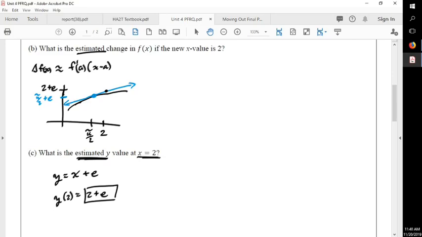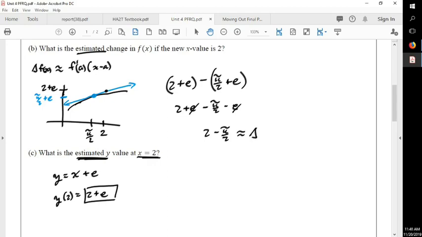And this says, what is the estimated change? So you're trying to find the distance from here to here, the estimated change in y. All you've got to do is take 2 plus e and subtract from that pi divided by 2 plus e. We distribute that negative, so we get negative pi over 2 minus e. The e's cancel out, and we get 2 minus pi over 2. And that is our estimated change in f of x.